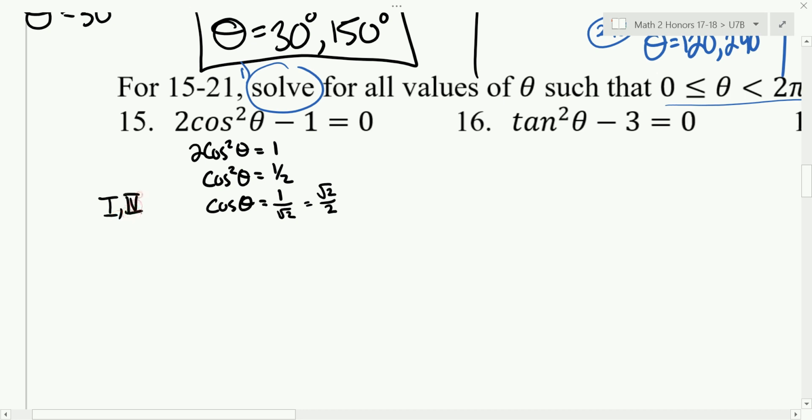So two answers. And the cosine of what is root 2 over 2? You try 30, you try 60, and you find out it's actually at 45 degrees. But we're working in radians here, and pi is 180, and 180 divided by 4 is 45 degrees. So 45 is pi over 4. So, to get our answer now, put 45 degrees in quadrants 1 and 4.